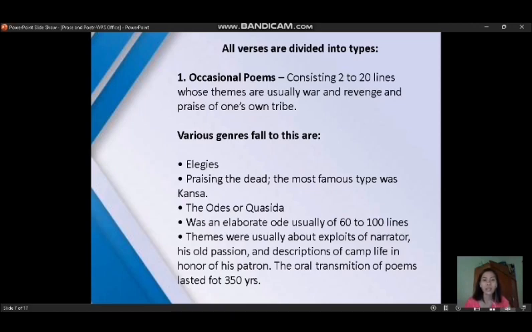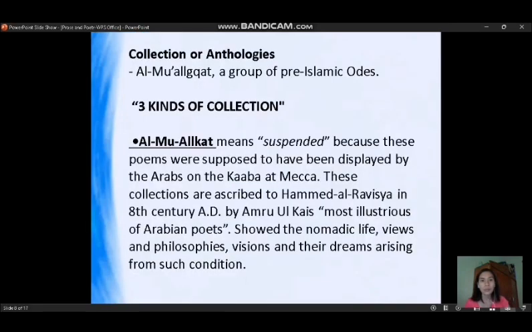The odes are considered an elaborate ode usually of 60 to 100 lines. Themes were usually about the exploits of a narrator, his old passion, and description of camp life in honor of his patron. The oral transmission of poems lasted for 350 years.